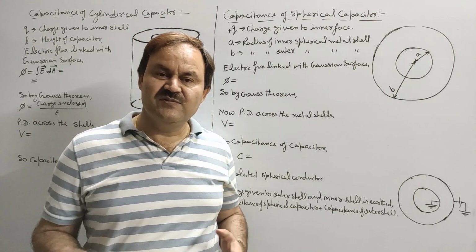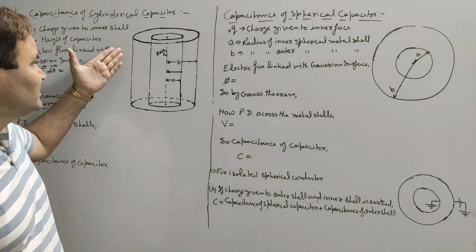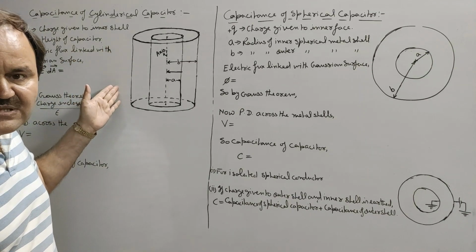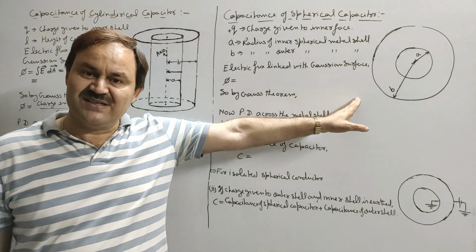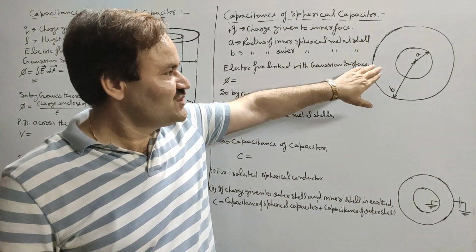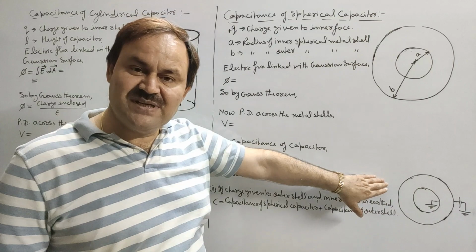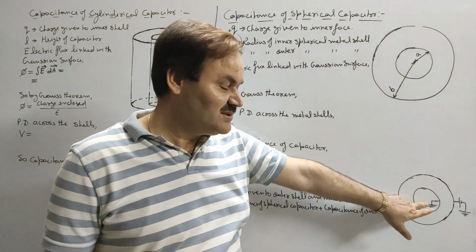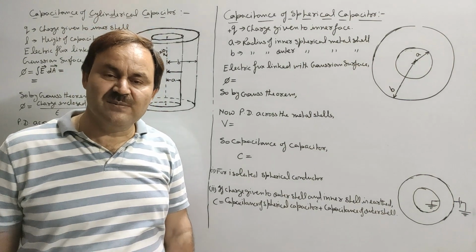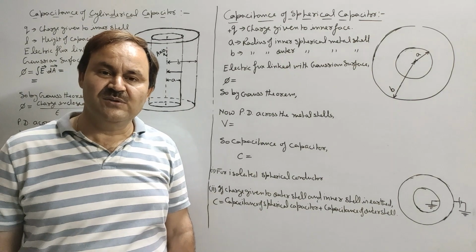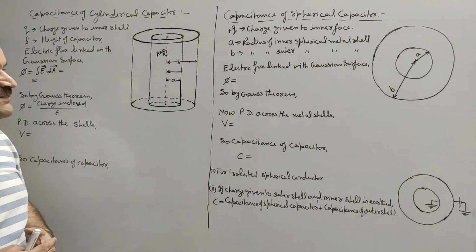Hi friends, in this video related to capacitance and capacitors, we will first find out the capacitance of a cylindrical capacitor. Then we will find out the capacitance of a spherical capacitor when charge will be given to its inner shell. Then the capacitance of a spherical capacitor when charge will be given to its outer shell. So be ready with your pen and notebook to pen down the derivations of capacitances of these capacitors.